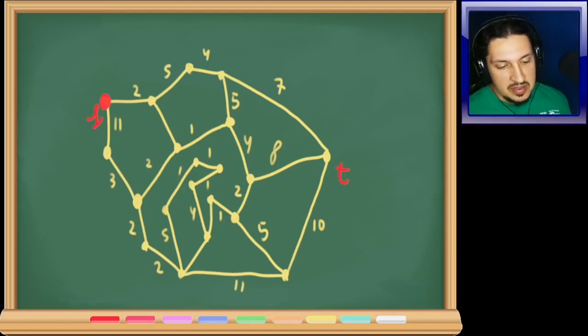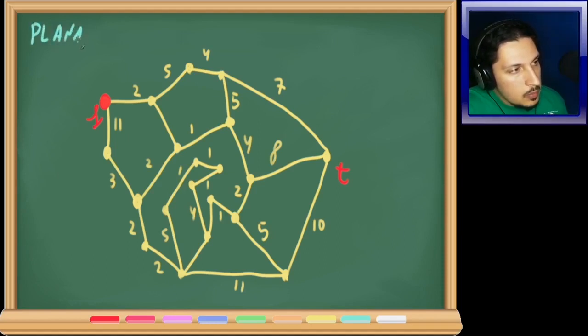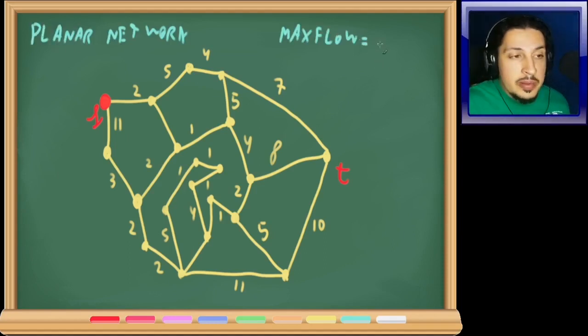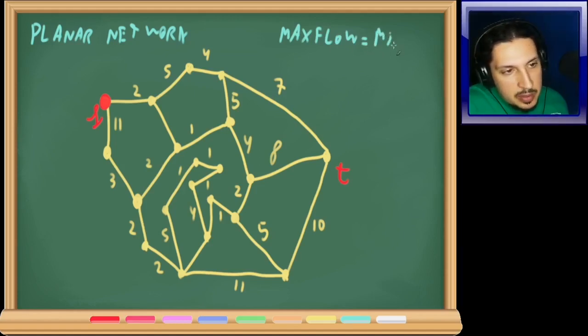Maybe not in the general graph case, but for a specific graph. But the idea, I've seen it a lot. So let's suppose that we have a planar network, and we want to calculate the max flow or the min cut. We know that they are both the same.